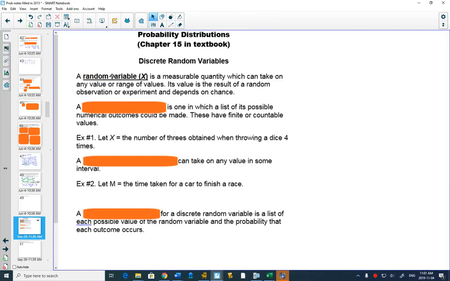A random variable. That is something that can take any of the values that are in your sample space. It depends on chance. So rolling a dice, you have 6 random variables, 1, 2, 3, 4, 5, or 6.